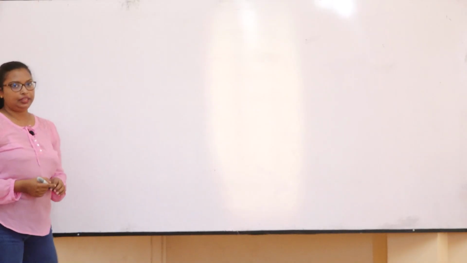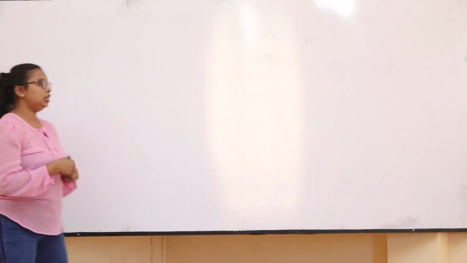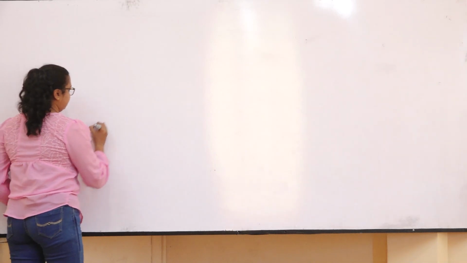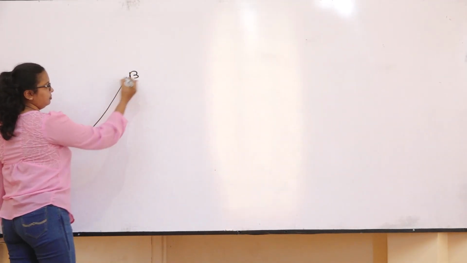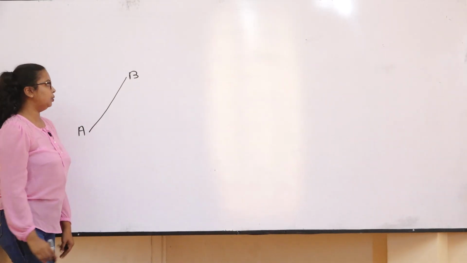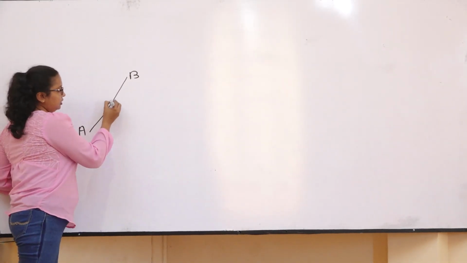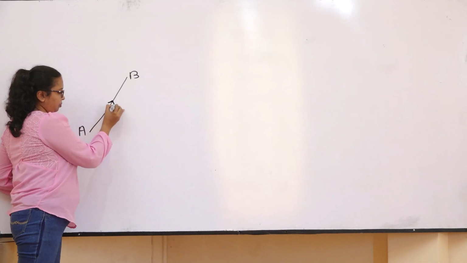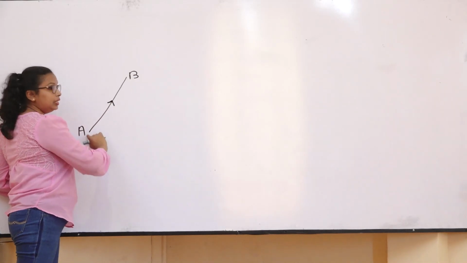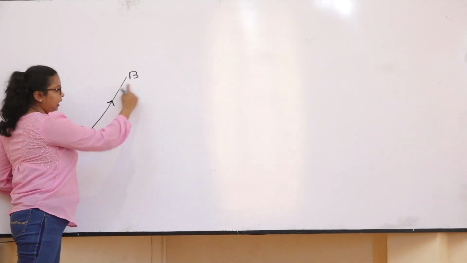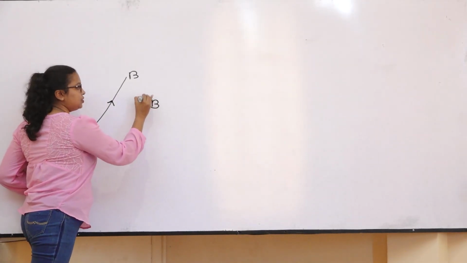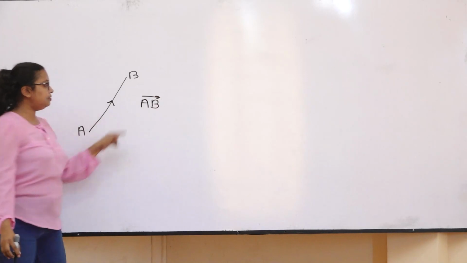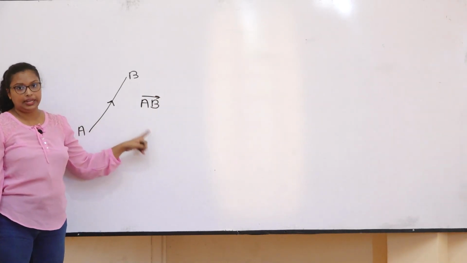Students, normally we are representing vectors using straight lines. Let's take this straight line as AB. We are writing the vectors using an arrow. Now, this vector is in the direction A to B, and we are reading this vector as vector AB. This is the way to represent vectors using capital letters.